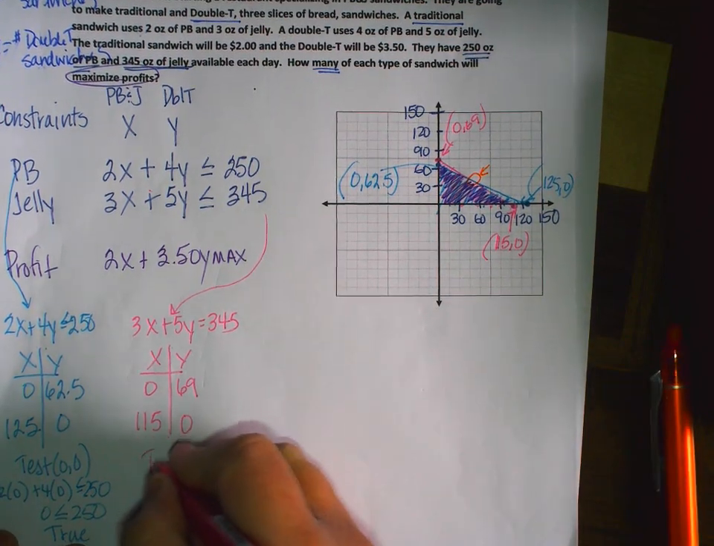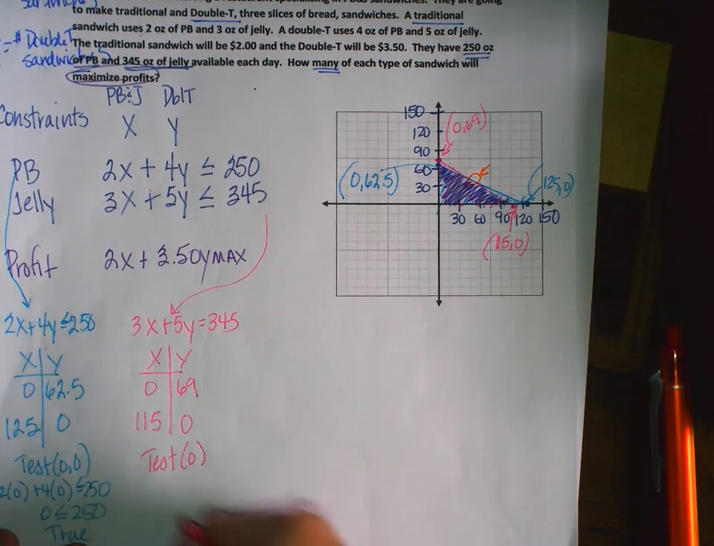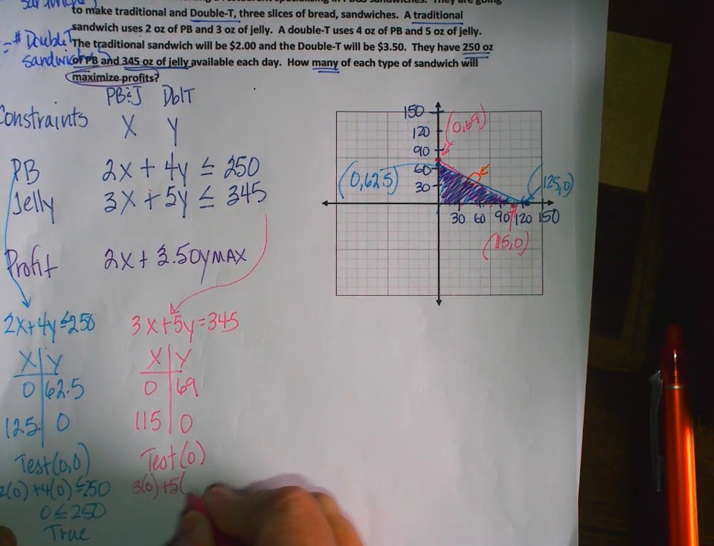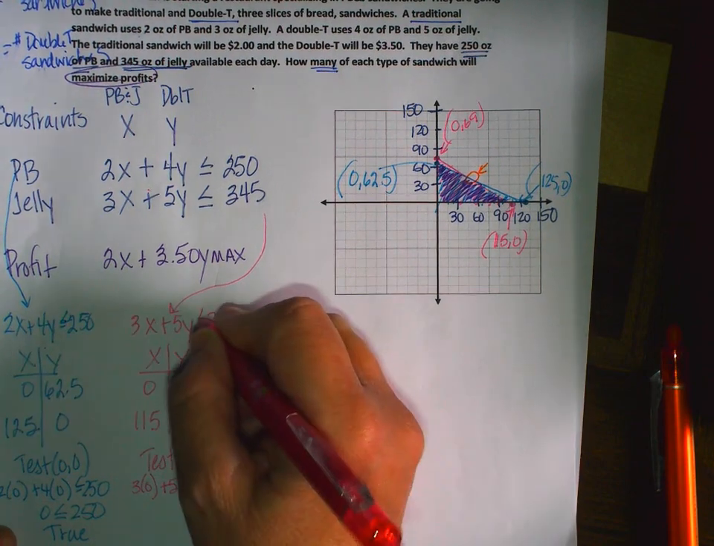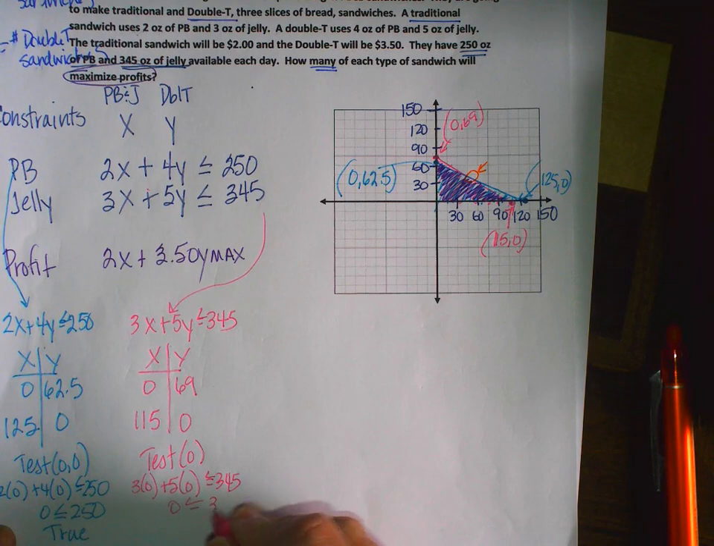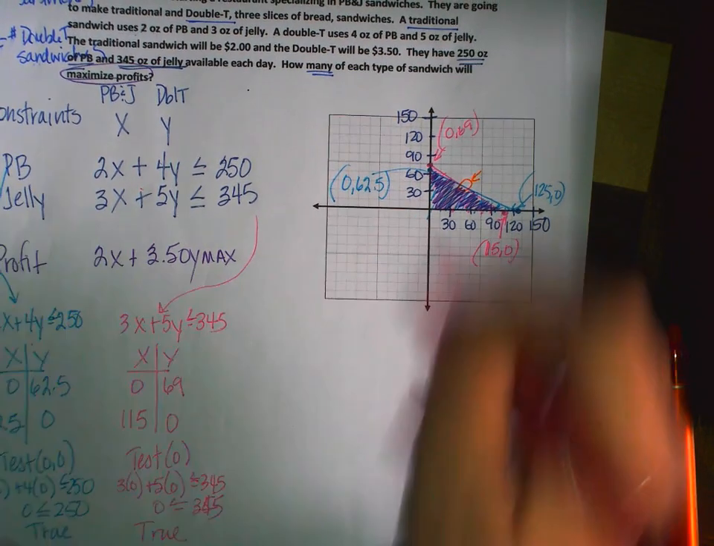And the test was 0, 0. I knew what the answer was. I should have done the test for you. It's less than or equal to. So 0 is less than or equal to 345, which was true. Okay, that's why I shaded below.